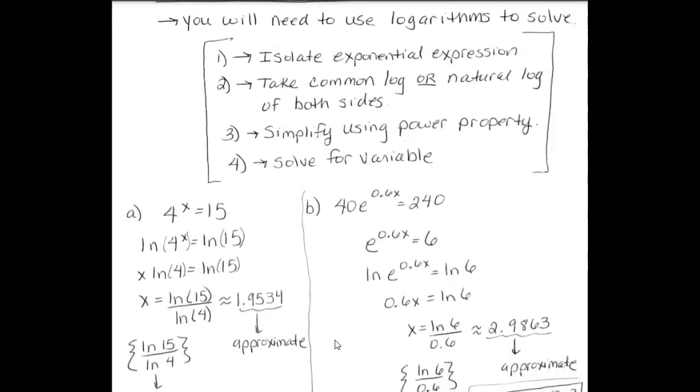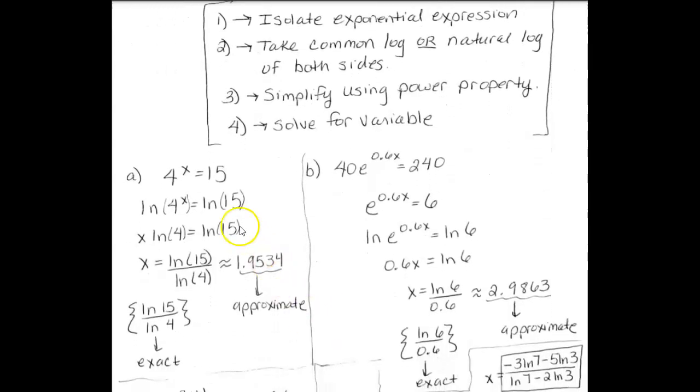So the two examples that we saw on the first page. 4 to the x equals 15. We cannot write 15 as a power of 4, so we are going to use this process. This is a base 4, so we're going to take natural log. So natural log of 4 to the x equals the natural log of 15.